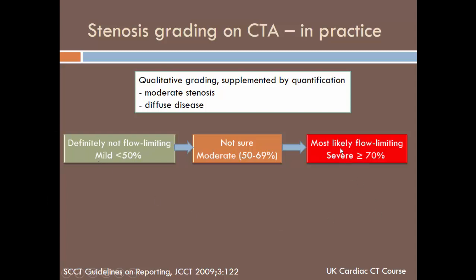If it looks definitely or most likely severe or flow limiting, we are only saying possible flow limiting, because we do not know, we are not doing a functional evaluation on CT angiography. We are simply doing anatomical quantification. So if I think it's 70% or more stenosis, then I will say that's severe stenosis.